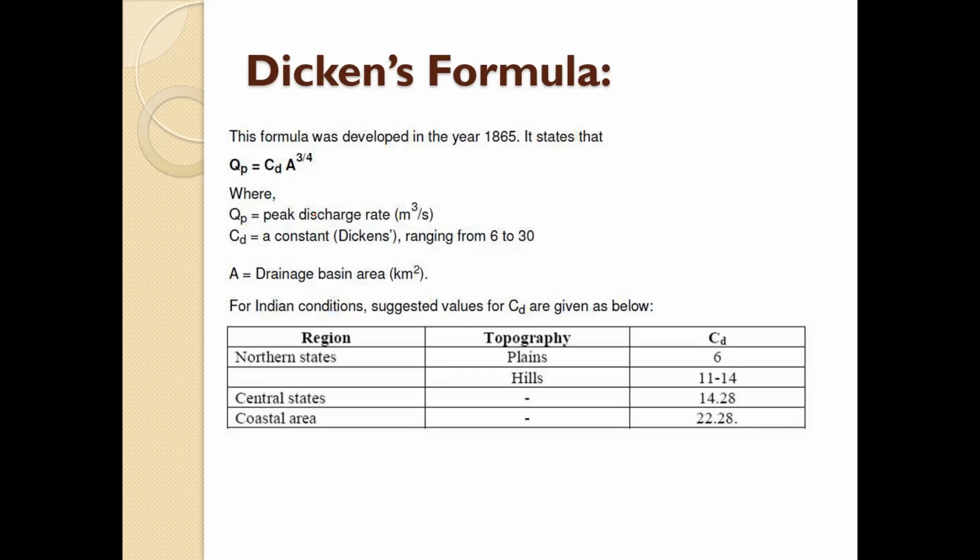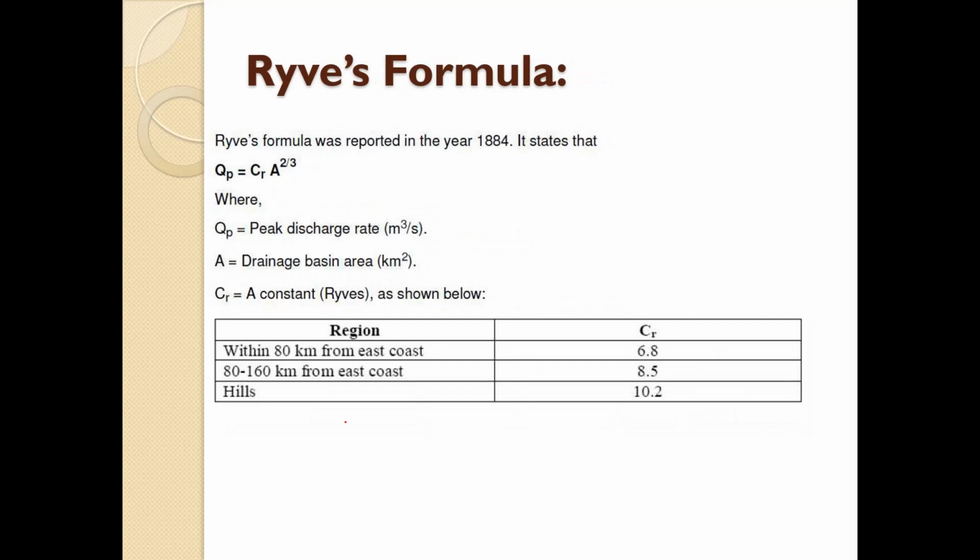For Indian conditions, the different values of CD have been given over here. In northern states, plain and hills, it is 6, and 11 to 14. In central states, it is 14 to 28, and in coastal areas it is 22 to 28. Then Ryves formula.